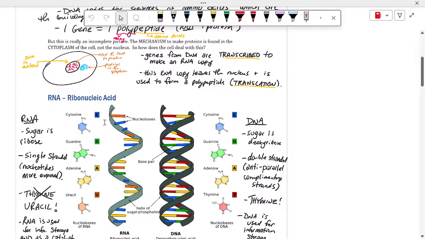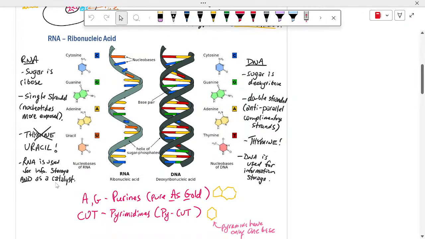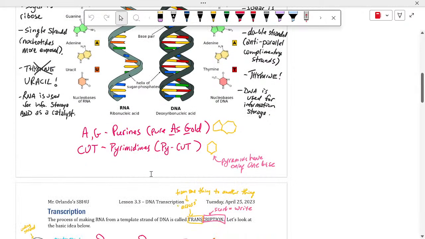In ribonucleic acid, we have the same purines, adenine and guanine. For pyrimidines, we have cytosine, but we also have uracil, which is very similar to thymine. It lacks this methyl group here, the CH3 group. Other than that, similar. DNA is just used for information storage. Its function is that it serves to store our genetic information, and it's so incredibly stable, it doesn't do much else. On the other hand, RNA is used for information storage, but it's also used as a catalyst. It's also used to perform functions in the cell. So RNA shows up in all kinds of cellular functions.